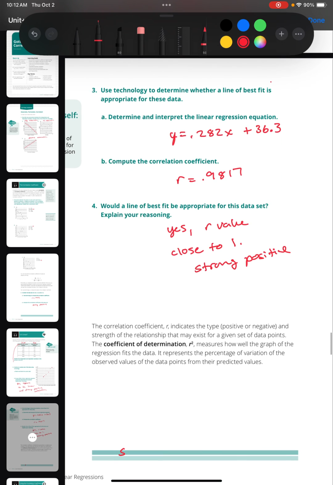All right, next we're going to look at the coefficient of determination. There was that r squared we saw in the calculator screen as well. It says the correlation coefficient r indicates the type, positive or negative, and the strength of the relationship that may exist for a given set of data points. The coefficient of determination, the r squared, measures how well the graph of the regression fits the data. It represents the percentage of variation of the observed values of the data points from their predicted values.